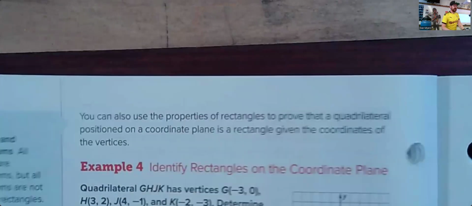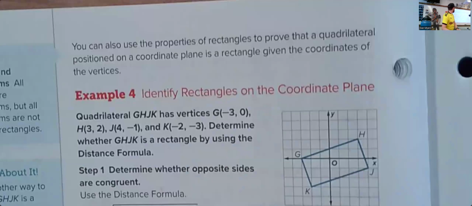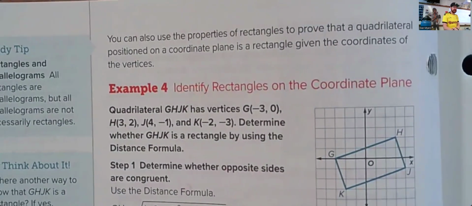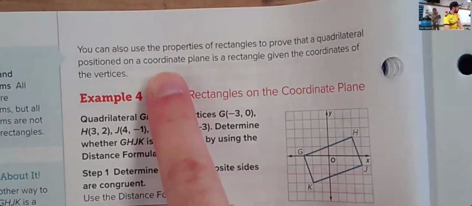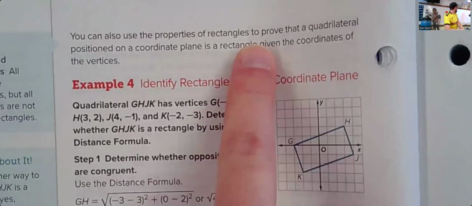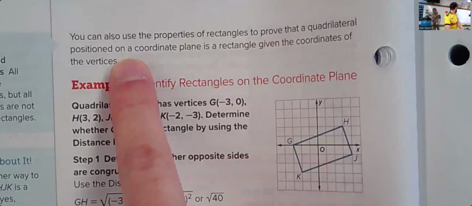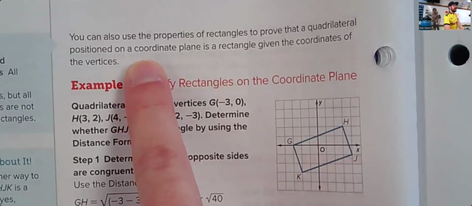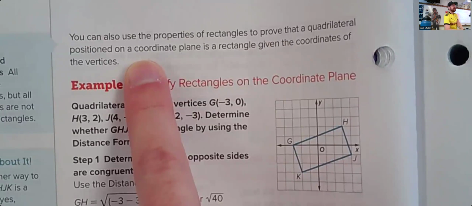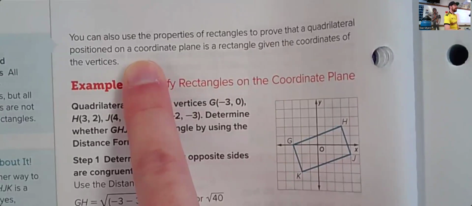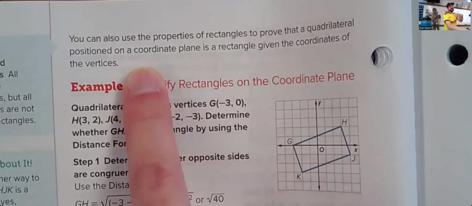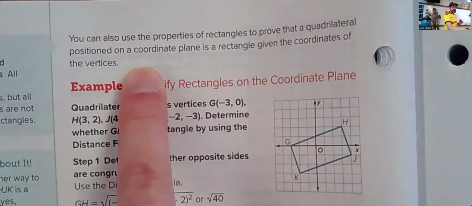So some coordinate geometry here. We are going to be testing and proving things about the shapes on the grids that we're looking at. You can also use the properties of rectangles to prove that a quadrilateral positioned on the coordinate plane is a rectangle given the coordinates of the vertices. By the way, it's not just rectangles. You can prove that it's a parallelogram. You can prove that something is a square or a rhombus or a kite or a trapezoid. Those are other shapes we're going to be talking about in this unit, by the way.